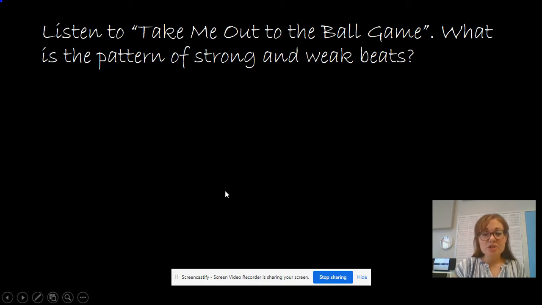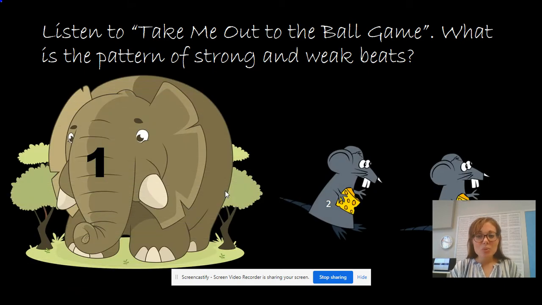Did you figure it out? The pattern of strong and weak beats in Take Me Out to the Ball Game is three. Strong, weak, weak, strong, weak, weak, strong, weak, weak, strong, weak, weak. Take me out to the ball game. Take me out to the crowd.